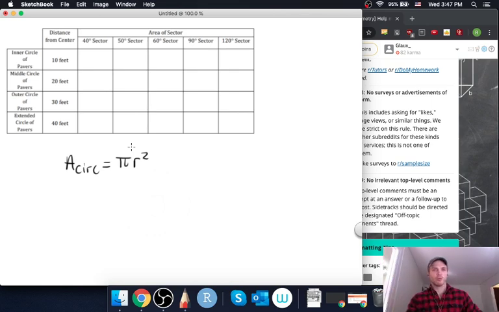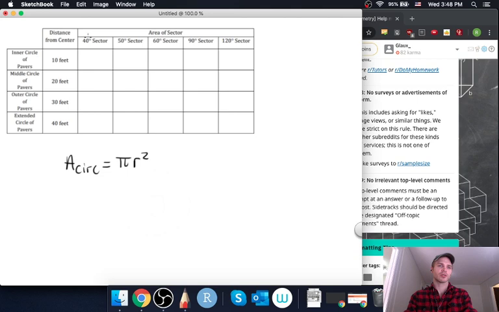However, we want to take the fraction of that circle that is 40 degrees. So for instance, for the first one, we'll multiply it by the fraction of the circle. This is 40 out of 360, okay? Which is what? 4 over 36, which is 2 over 18, so 1/9. And so we'll have to figure that out for each one.